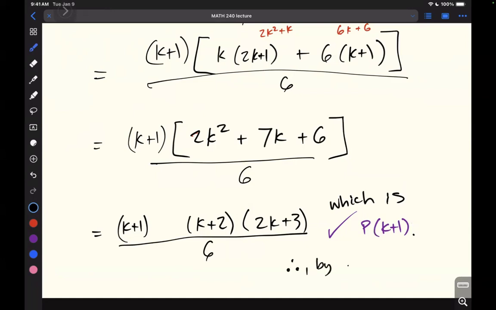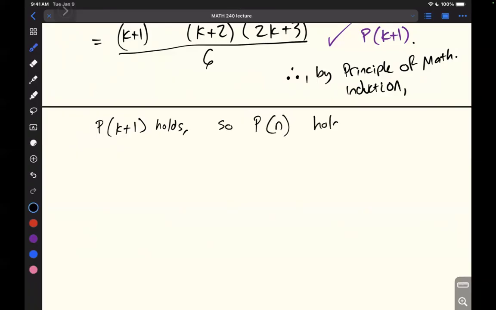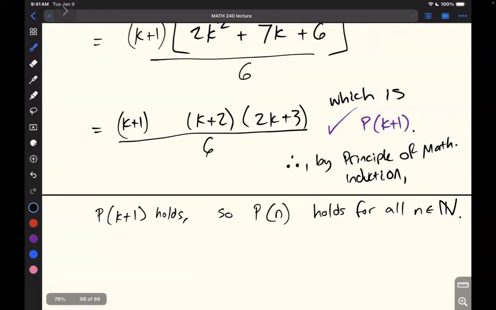Therefore, by the principle of mathematical induction, P of K plus 1 holds. So P of n holds for all natural numbers. And there, we did it. So now we've proved this statement by induction. And so now we can say that our P of n formula is always going to hold for any natural number that we throw at it.